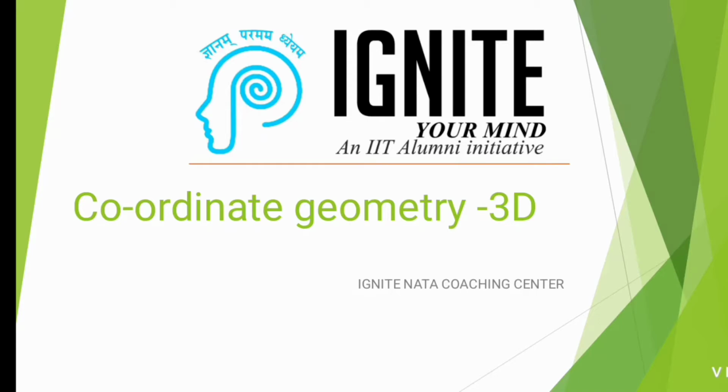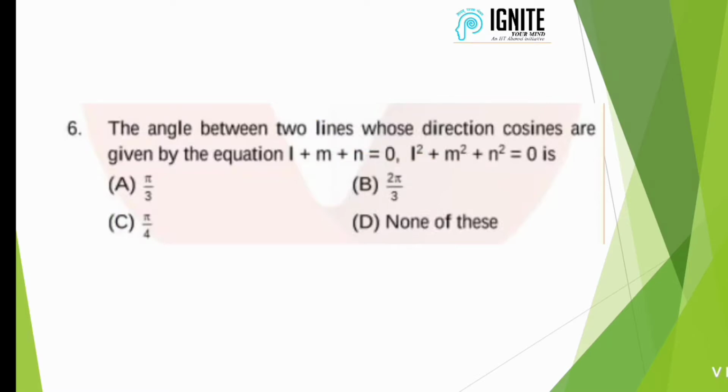So today I will be discussing a very simple problem from the topic coordinate geometry, or three-dimensional geometry, as you can say. The question is: the angle between two lines whose direction cosines are given by the equations L plus M plus N is equal to 0, L square plus M square plus N square is equal to 0, is dash. We are asked to find the angle between the two lines. So these two lines would be intersecting, and then we have to find the angle between these lines.